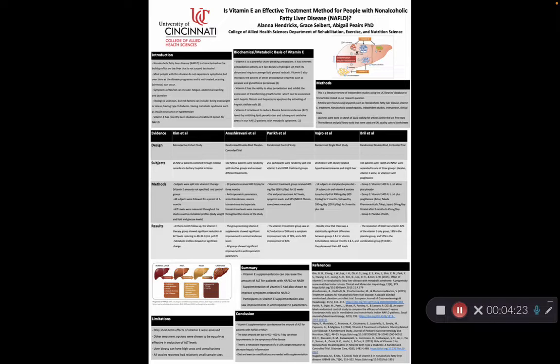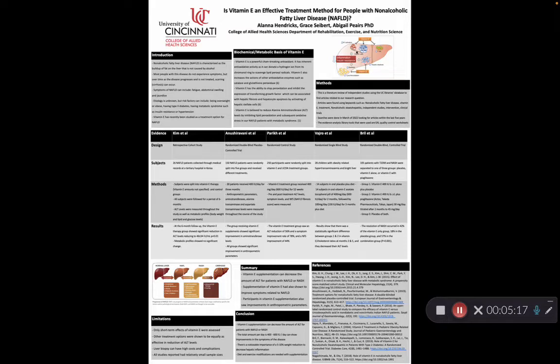Our second study was a randomized, double-blind, placebo-controlled trial, and it consisted of 150 NAFLD patients who were randomly split into 5 groups and all received different treatments. We only highlighted the vitamin E treatment group for this study, but it consisted of 30 patients who received 400 IUs of vitamin D every day for 3 months. Anthropometric parameters, ALT levels, and aspartate transaminase levels were measured throughout the course of the study. The results of that were the group receiving vitamin E supplements showed significant levels of improvement in their ALT levels. And then all groups showed significant levels in anthropometric parameters.